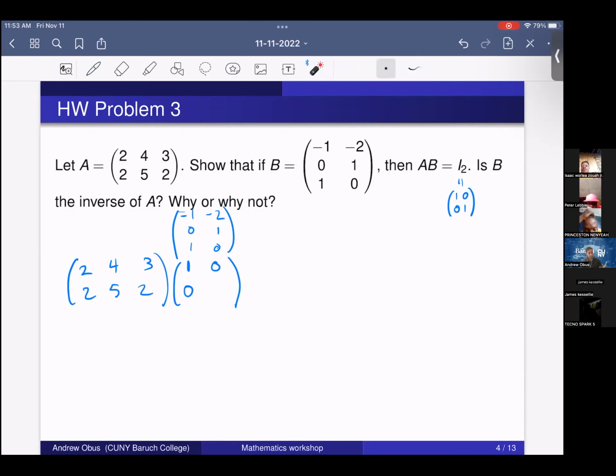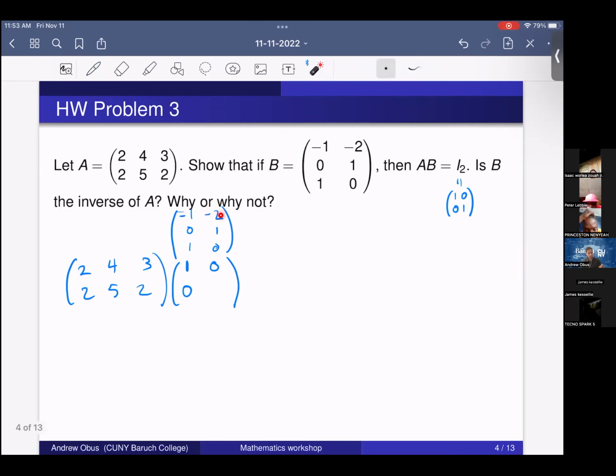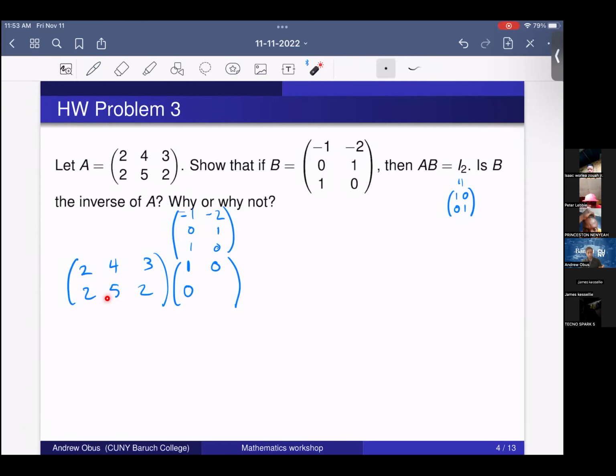And lastly, 2 times -2 is -4, plus 5 times 1 is 5, so -4 plus 5 is 1, plus 2 times 0 is 0, so we get 1. Right, so I didn't write out every step, but you can do the steps on your own. And we find that when we multiply these two matrices, we get the identity.